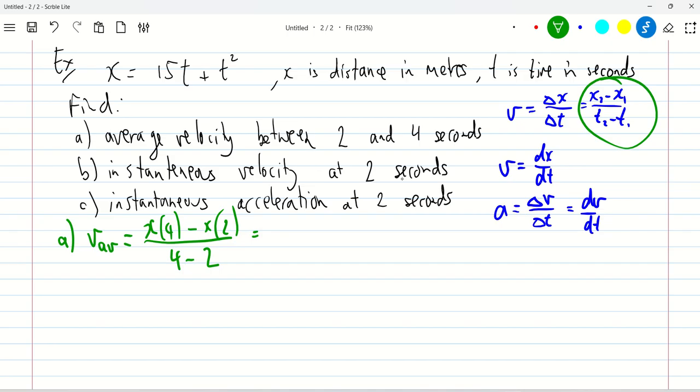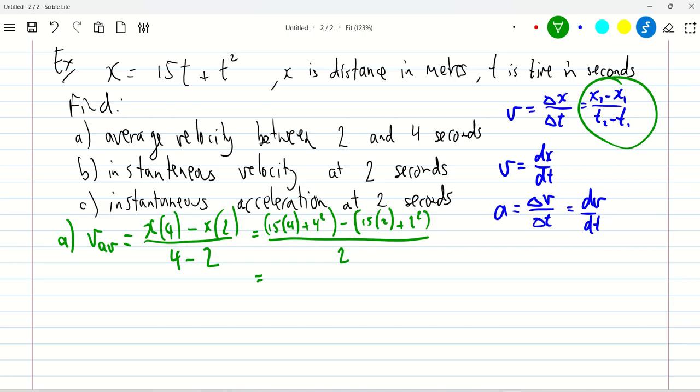X of 4. So that's 15 times 4 plus 4 squared. That's my x4. I'll just put that in the brackets there. Take away, and what will it be at 2 seconds? It'll be 15 times 2 plus 2 squared. So that will be on the top line. The bottom line is just going to be over 2 because the time has changed by 2.